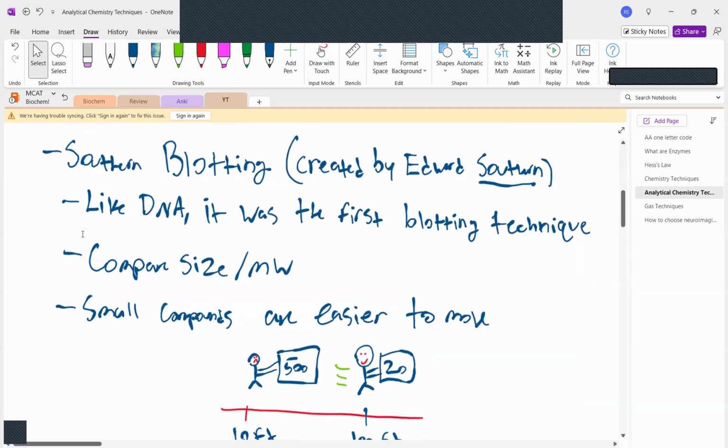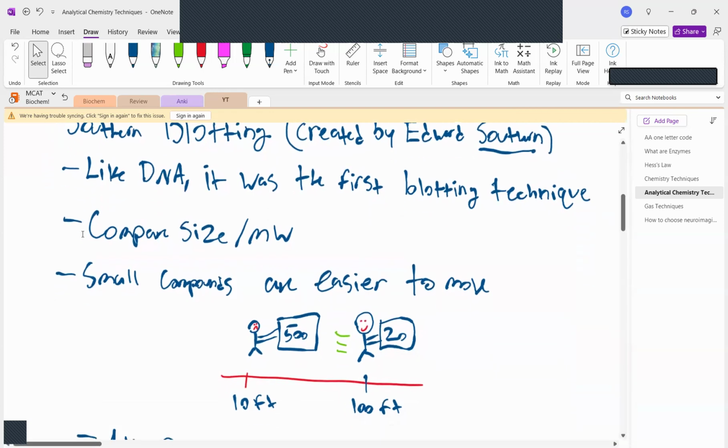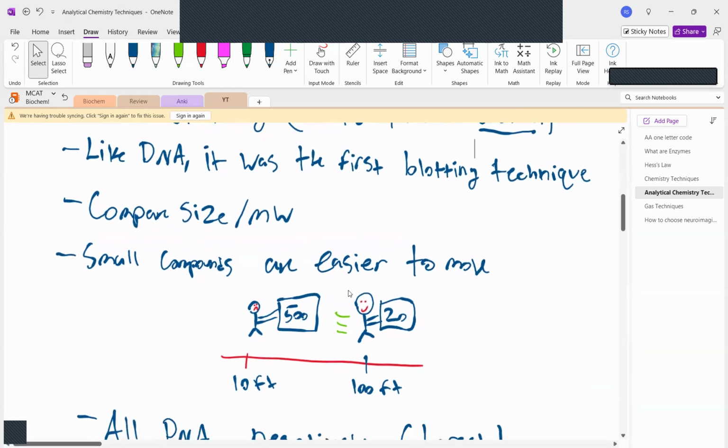Like all the other blotting types, you're basically comparing the size or molecular weight of that particular strand of DNA, or of that molecule. So for Northern, it'll be for RNA, and Western, it'll be for protein. But we'll get more into that for SDS-PAGE.